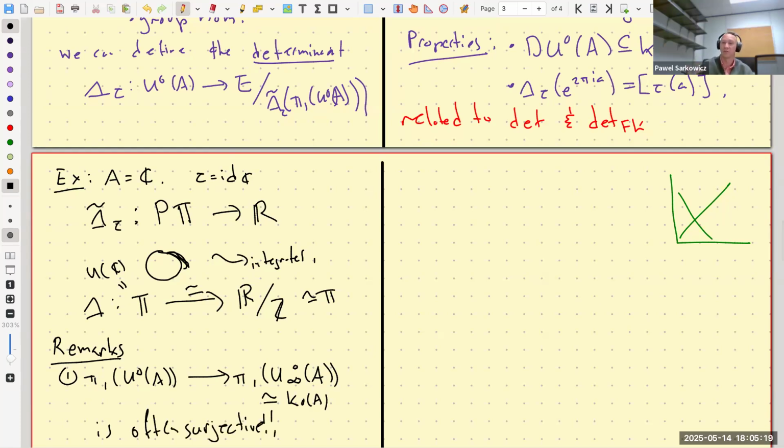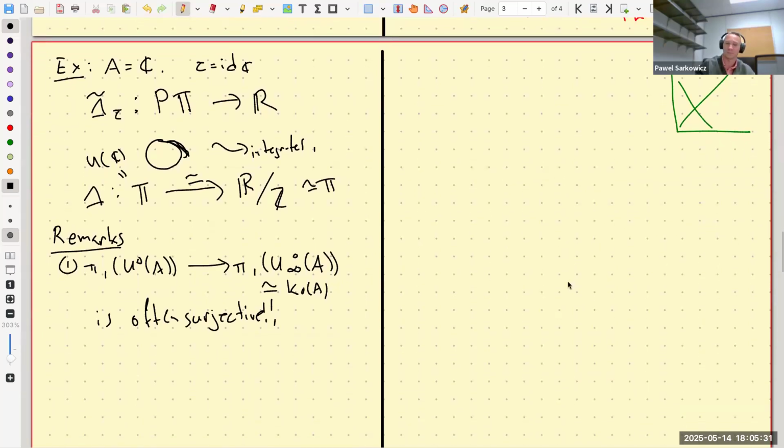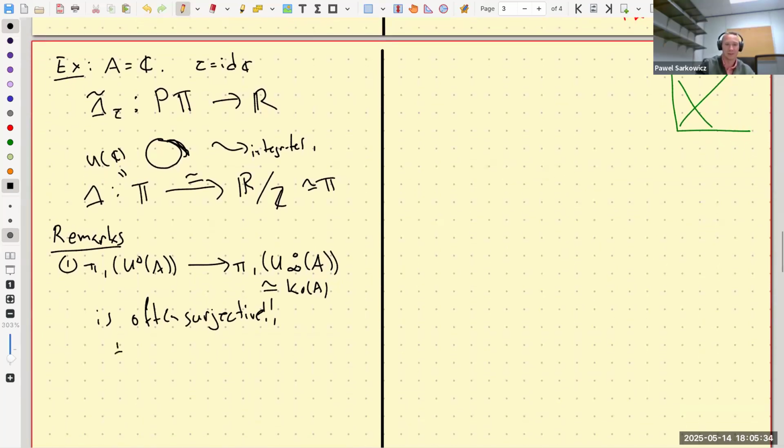So really our determinant is looking at our unitary group, the connected component, and going to some vector space mod K_0. And we have this commuting diagram, U_infinity^0(A).